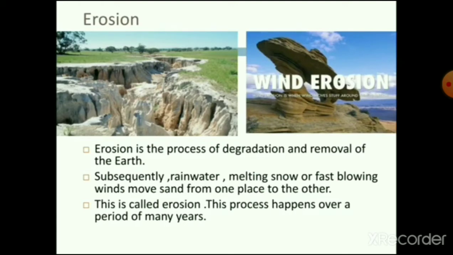Erosion. Erosion is the process of degradation and removal of the earth's surface. You would have seen sand. It is fine particles of stone, and stones are smaller pieces of rock. Repeated heating and cooling of rocks and stones develop cracks in them. Rain, lightning, and thunder, along with wind and storm, cause them to break further into finer particles. Rainwater, melting snow, or fast blowing winds move sand from one place to another. This is called erosion, and this process happens over a period of many years.